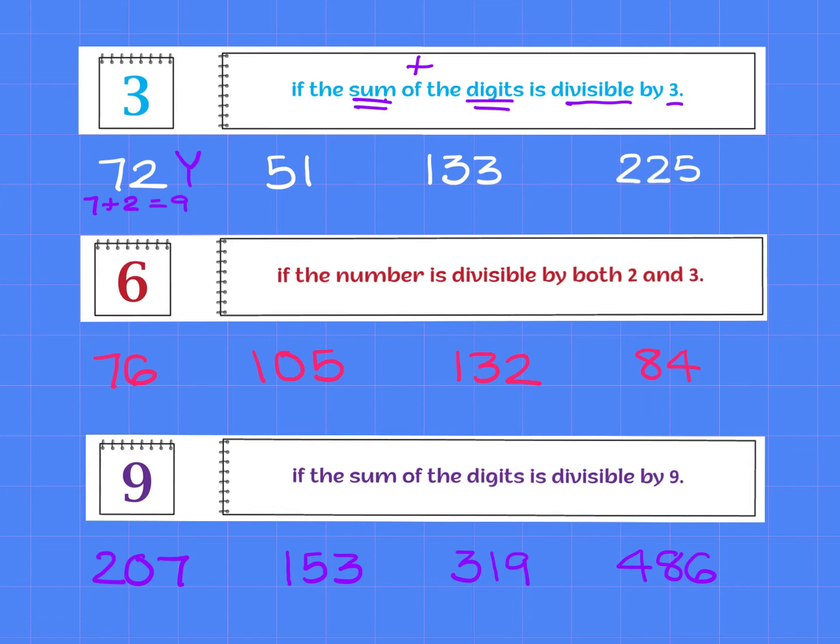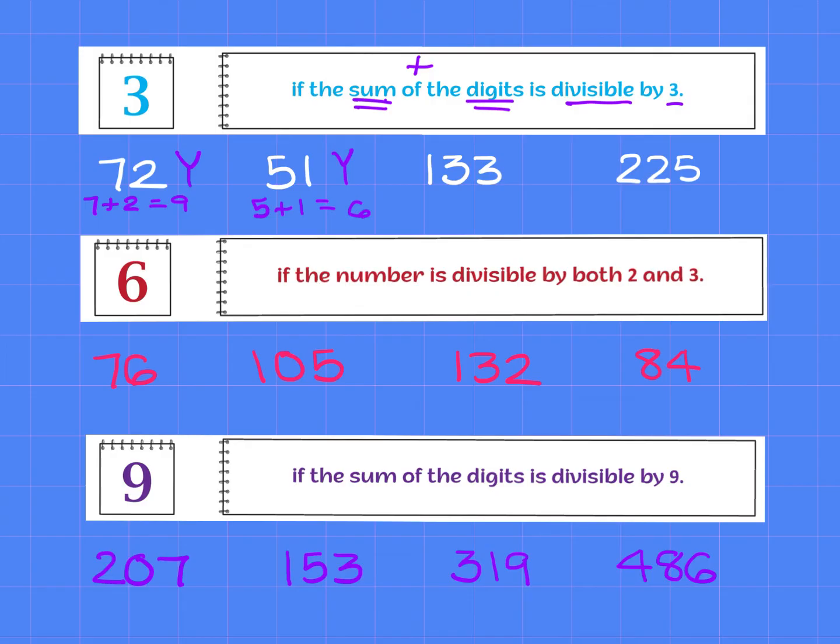Let's look at the next one, 51. 5 plus 1, the sum of the digits, is 6. Is 6 divisible by 3? Yes. So the whole number, 51, is divisible by 3. A lot of people think 51 is prime purely because it's an odd number and you're not really sure about numbers that high, especially with 3s. But again, this is a really nice trick to determine what other factors numbers have.